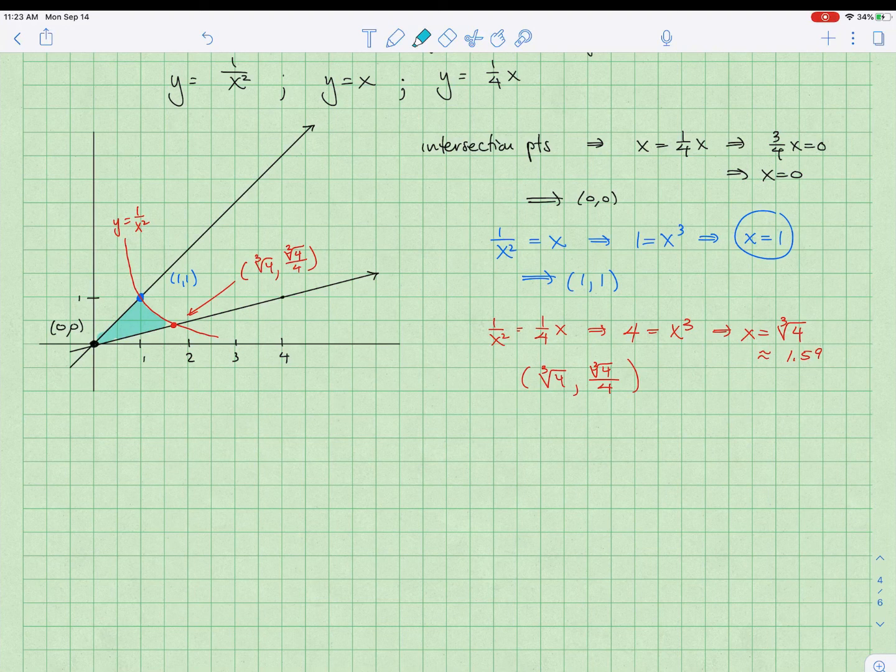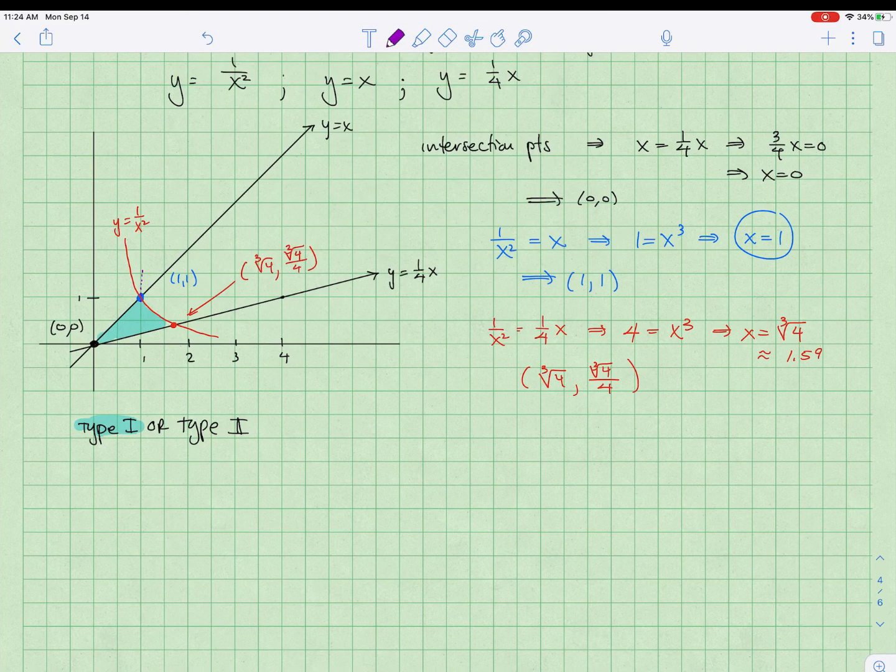Now, because all of these functions are 1-to-1, this could be done as a type 1 or a type 2. But since all of my curves are already defined as y equals a function of x, I'm just going to go ahead and do a type 1 region. And so that's what my solution is going to look like. So I'm going to do a type 1. But in order to do that, I'm going to have to do the following.